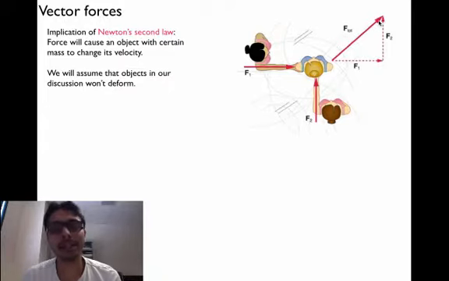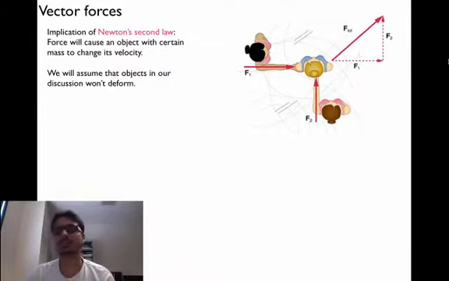Newton's second law says that a force will cause an object with a certain mass to change its velocity. Hence, there will also be an acceleration in this direction, and you will likely move in this direction because you are stationary. In our video, we'll assume that the objects don't deform.